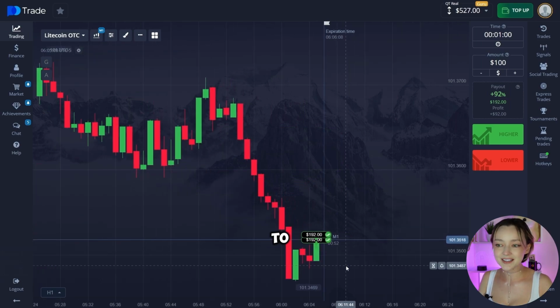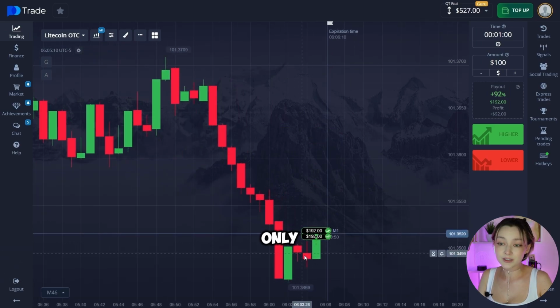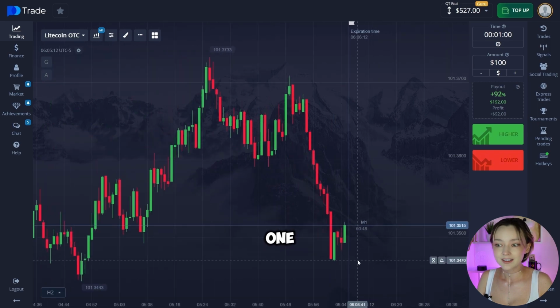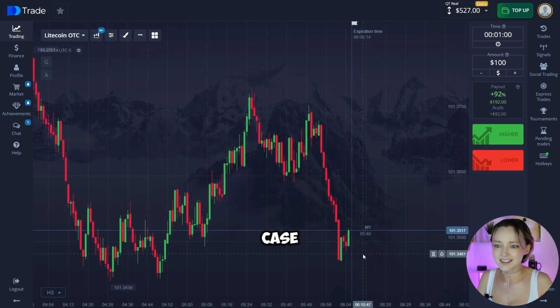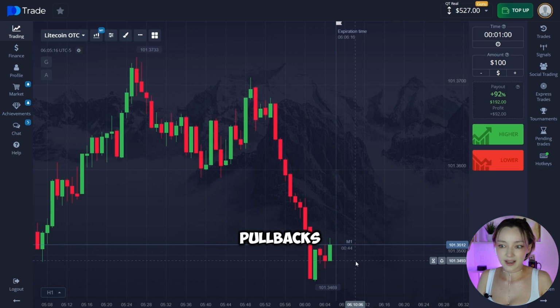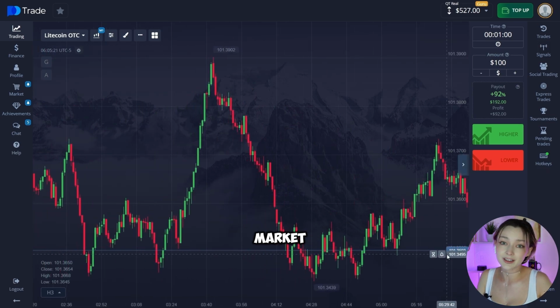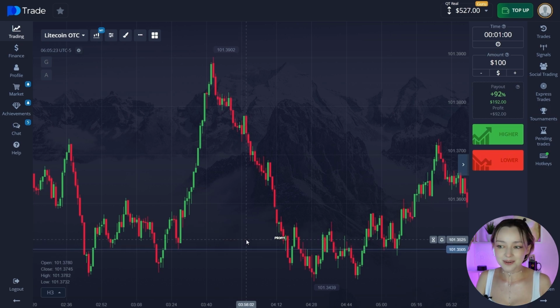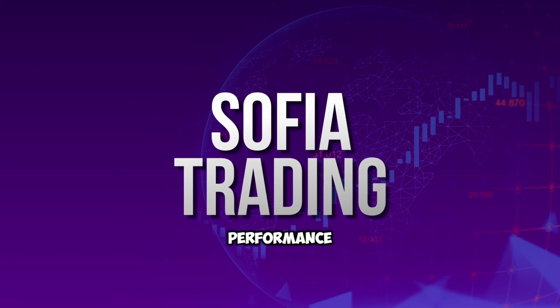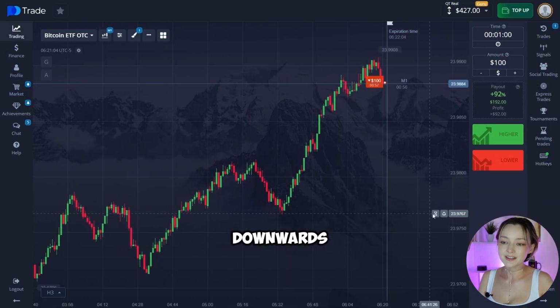Excellent, our trade closed in a profit. As you can see, there were only 2 red candles before the impulsive green one. But yeah, pretty risky case, indeed a risky one, since pullbacks don't occur right away. Sometimes we gotta wait a little before entering the market. Nevertheless, the trade closed in a profit, amazing performance.